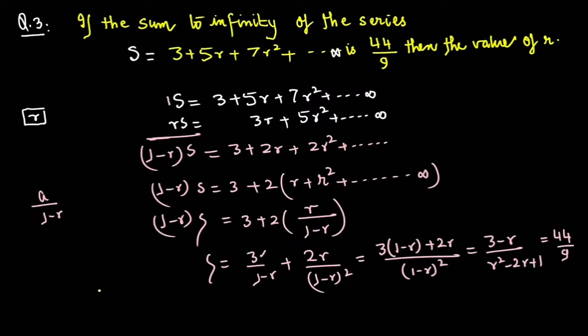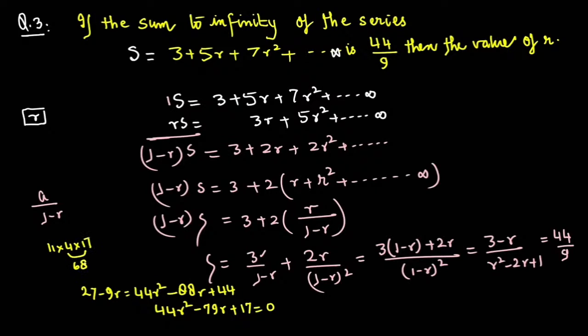So it becomes 27 minus 9r, and this becomes 44r square minus 88r plus 44. 44r square minus 9 will come here, it becomes plus 9r, so minus 79r. This 27 comes here, so it becomes 17 is equal to 0.